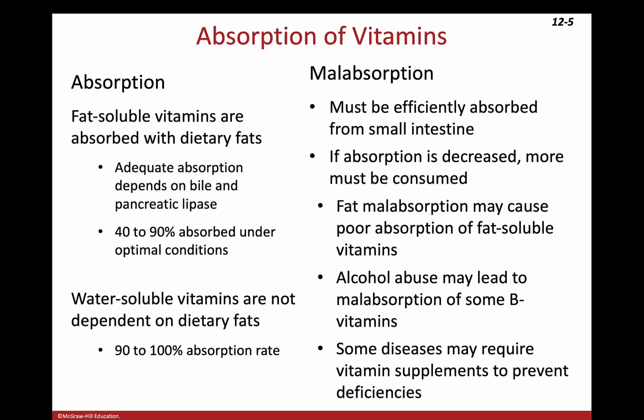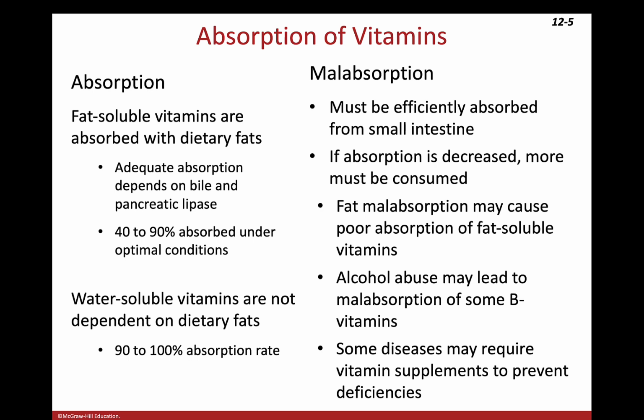When we look at how well they're absorbed, anywhere from 40 to 90% of fat-soluble vitamins are absorbed under optimal conditions. Water-soluble vitamins are not dependent on dietary fat, so they're absorbed to a much greater rate, anywhere from 90 to 100%. Now, malabsorption is a problem with the ability to actually absorb vitamins. They must be efficiently absorbed from the small intestine. If the absorption is decreased, then more need to be consumed to make up for the amount that was not.